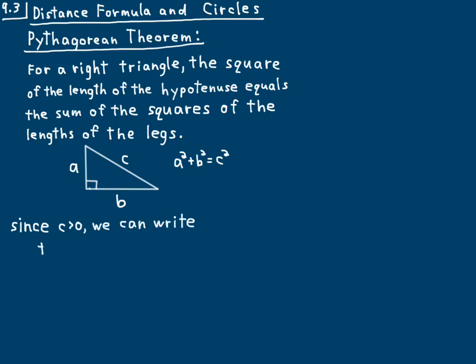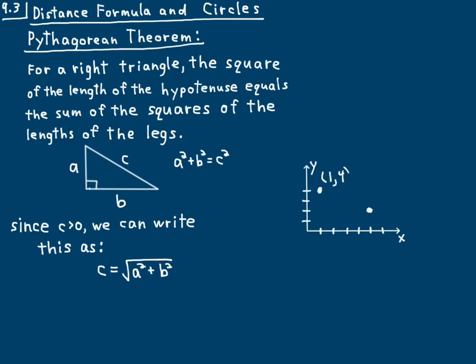Okay, since C is positive, we could write this as C equals the square root of A squared plus B squared. Actually, that would be true even if C were 0, but it can't be 0 here, right? Because it's a length of a side of a triangle. The side of a triangle doesn't have a length of 0. So I don't need to have the plus or minus square root there because we know it's positive.